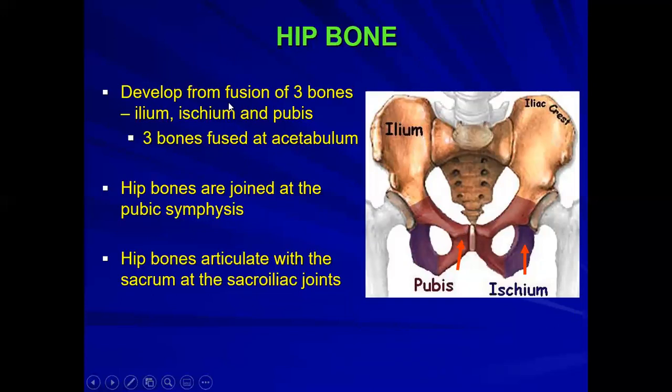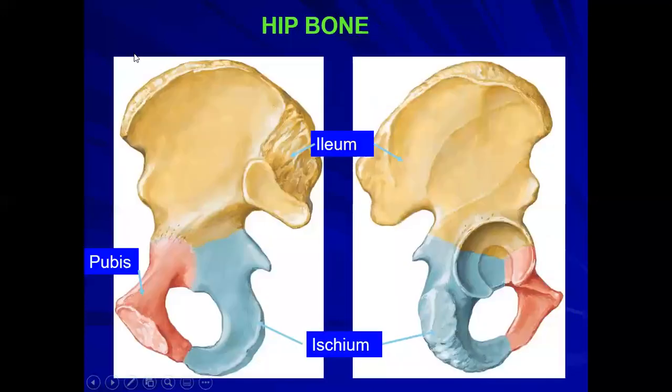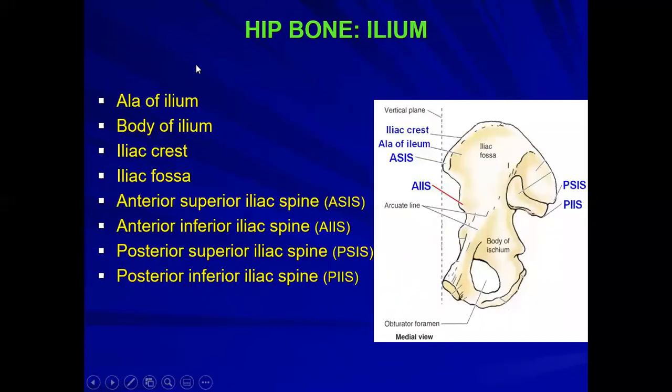It developed from the fusion of three bones. This picture just shows you a big image of the hip bone. We have the ilium, brownish in color, then the ischium, bluish in color, and then the pubis, reddish in color. These three bones form the hip bone.